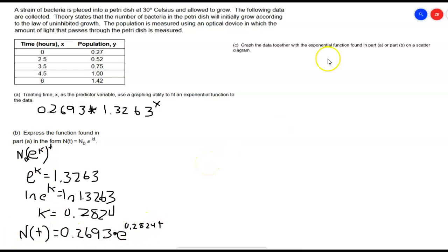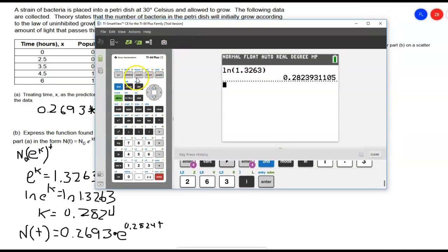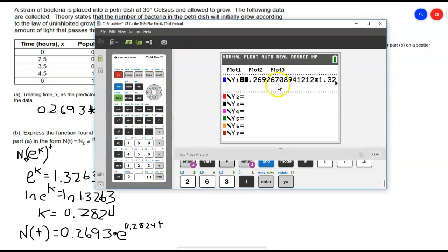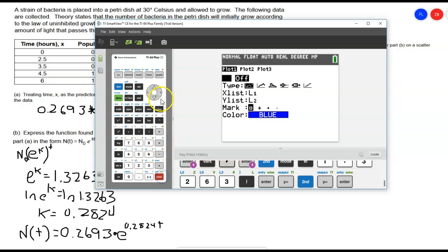Okay, next I want to graph the data with the exponential function found in part B on the scatter diagram. All right, so let's go back to the calculator here. Now I'm going to go to y equals. I already got that equation in when I saved it over. Now I want to make sure my stat plot is on using L1 and L2.